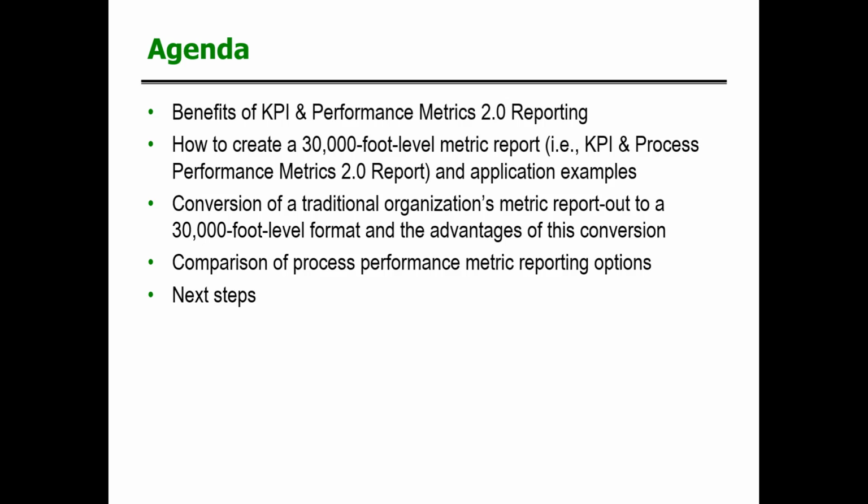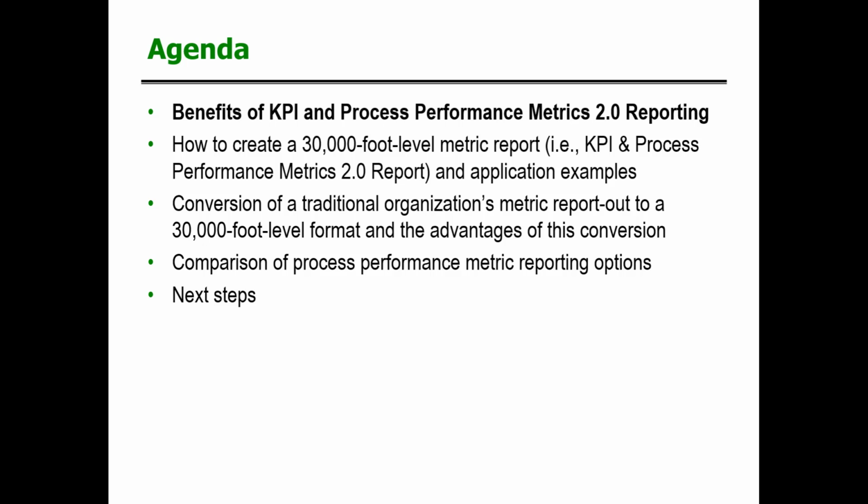The agenda. I'll first describe benefits of KPI and Performance Metrics 2.0 reporting. Next, I'll describe how to create 30,000 foot level metrics reports and application examples. This is where 30,000 foot level metrics are a means to have KPI and Process Performance Metrics 2.0 reporting. Thirdly, I'll talk about conversion of traditional organization metrics report-outs to a 30,000 foot level format and the advantage of this conversion. Next, I'll talk about comparison of the process performance metrics reporting options discussed in this session. And then we'll talk about next steps.